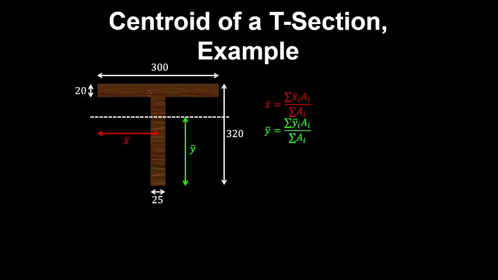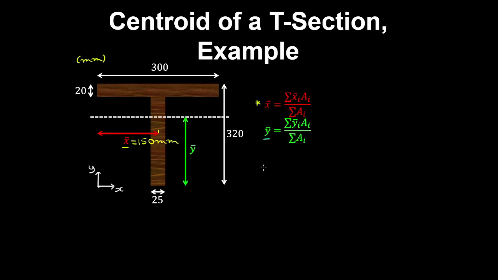Let's find the centroid of this T-section, and to do that we'll take our origin at the bottom corner. So what we'll have is x going this way and y going this way. Now by symmetry, you'll notice that the x component of the centroid is in the middle of this T-section, which is 150 from the origin, and we'll assume units of millimeters here. And I'll leave it for you to verify this using this equation.